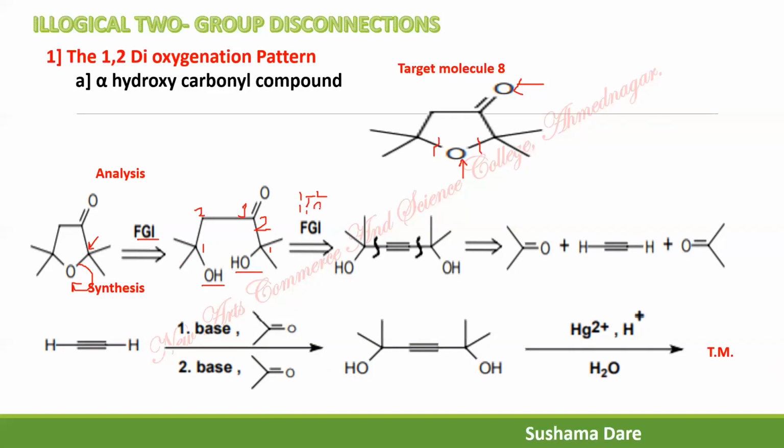Among those, we are going to focus first on the 1,2 relation. Why are we going to focus on the 1,2 relation? The reason is that we remove this part first, because in the 1,3 relation, this relation is interfering. So what you have to write down on the arrow is an alpha hydroxy carbonyl compound. Whenever you have an alpha hydroxy carbonyl compound, the best disconnection is the 1,2 bond.